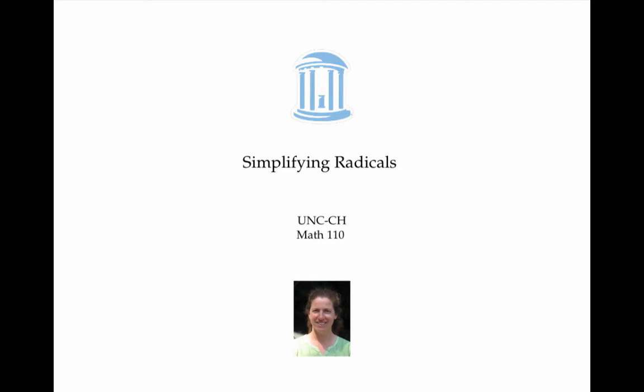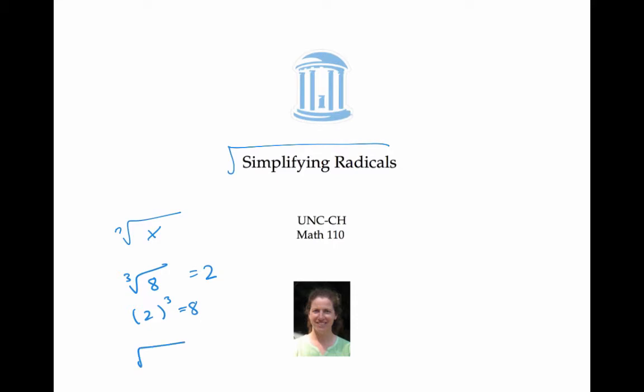This video goes through a few tricks for simplifying expressions with radicals in them. Recall that this notation means the nth root of x. So this notation here means the cube root of 8, the number that when you cube it, you get 8. That number would be 2.